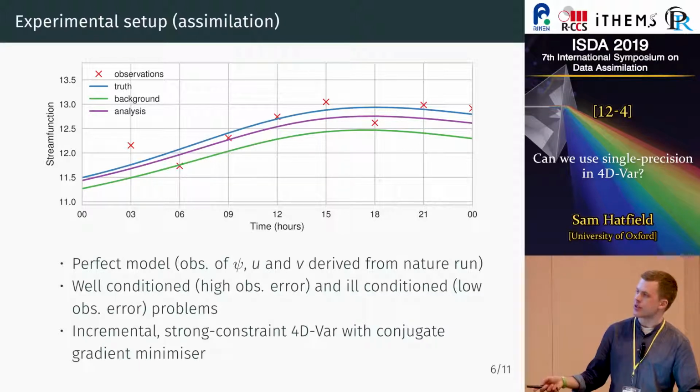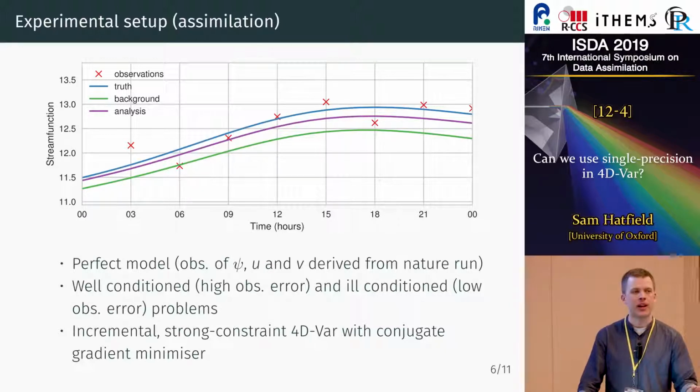And I'm going to be looking at standard incremental strong constraint 4D-Var. So there's no consideration of model error yet. And I'm going to be using a conjugate gradient minimizer, and the reason I mention this detail will become clear in a few slides' time.